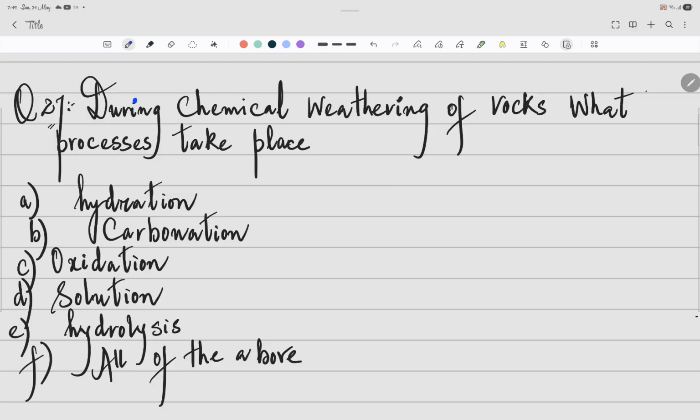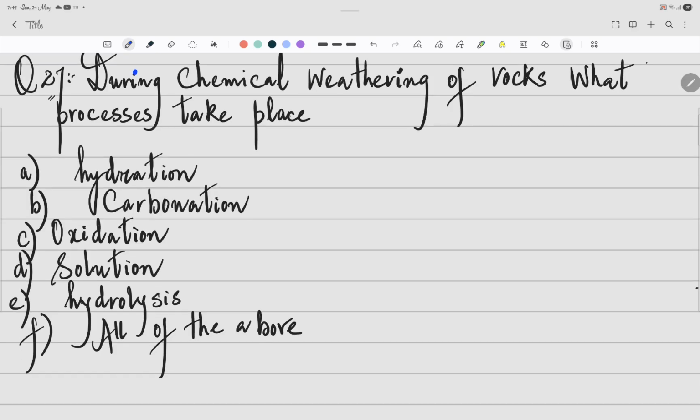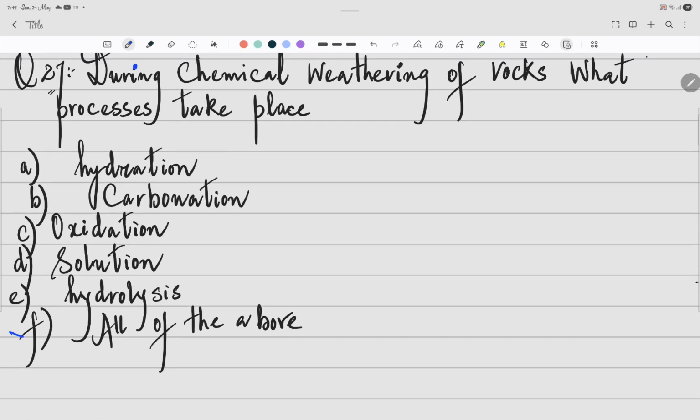Question number 27 is, during chemical weathering of rocks, what processes take place? Hydration, carbonation, oxidation, solution, hydrolysis, or all of the above? The answer is all of the above. During the processes of chemical weathering of the rocks, certain chemical reactions take place. Yes, it's true that hydration, carbonation, oxidation, solution, and hydrolysis all take place. And then there is the rise of the clay soils, or the soils which are produced by the chemical weathering or the chemical decomposition of rocks.